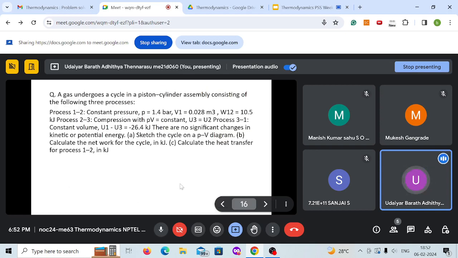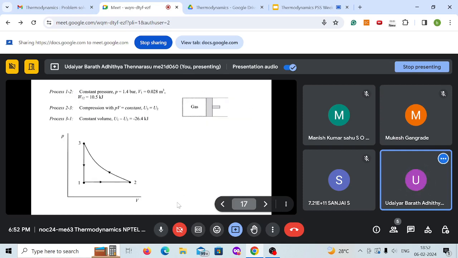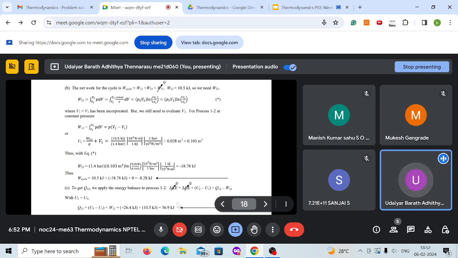Previously, in that process, you saw that net work is positive. So this is the net work done which you are getting from the cycle. Using those three processes, you are getting 231 kilojoules of work from the system, so you can use that somewhere else. Here, using this three-process cycle, you have to provide 8.28 kilojoules additionally. So you have to supply that work. That's what this negative says.